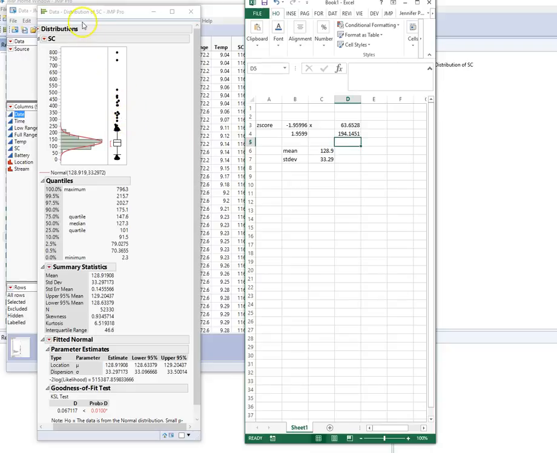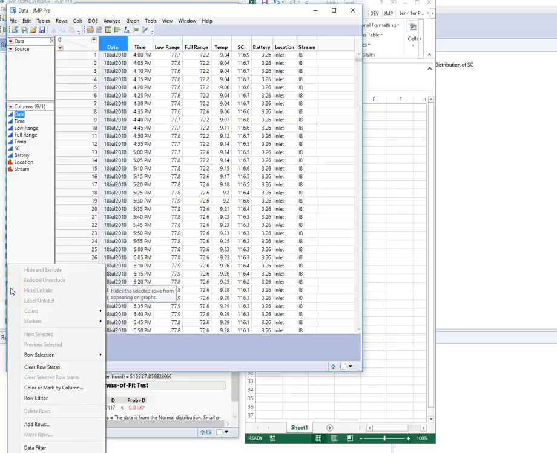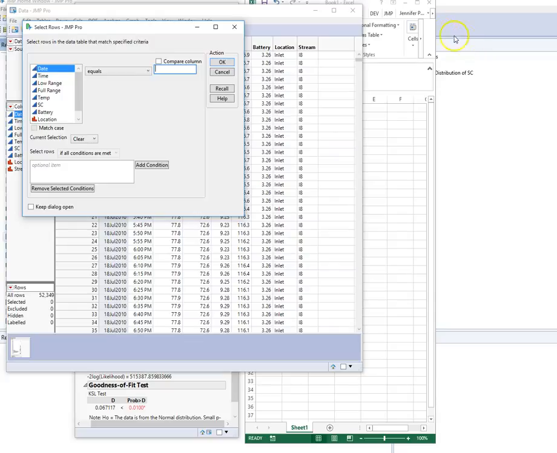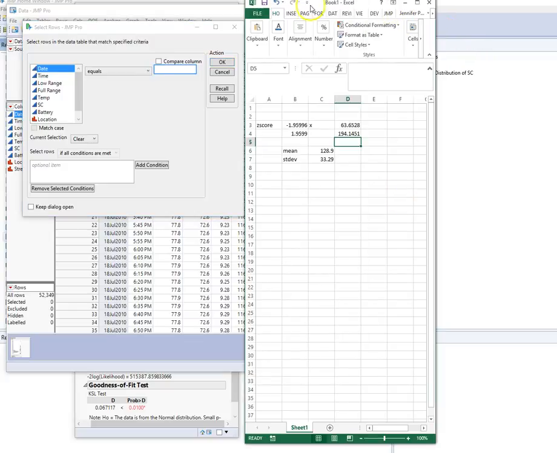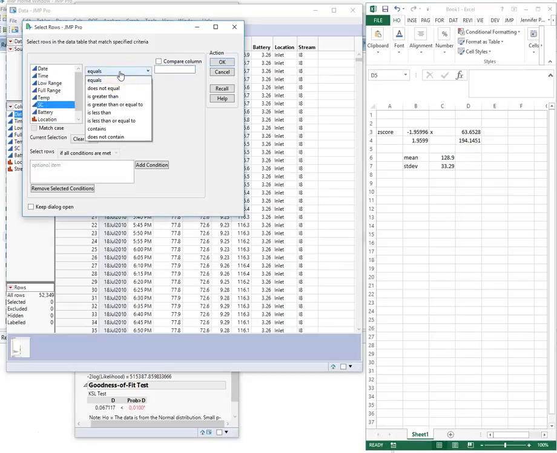What's nice about JMP is that I can come in here and I can come to my row selection and I can select where certain criteria are met. So let me bring my Excel back over so I can see it. So I want to find all of my observations where my specific conductivity is less than, and my minimum number was 63.65.